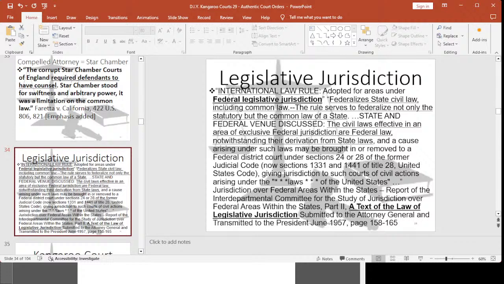This is taken from a report of an Interdepartmental Committee for the Study of Jurisdiction over Federal Areas Within the States, Part 2, a text of the Law of Legislative Jurisdiction, submitted to the Attorney General and transmitted to the President June 1957. And this is taken from pages 158 to 165. So, I mean, those books are easily found online. You just do a search for them, and there's two books. One's about 400 pages, and the other one's about 600 pages. And they're easily found online.